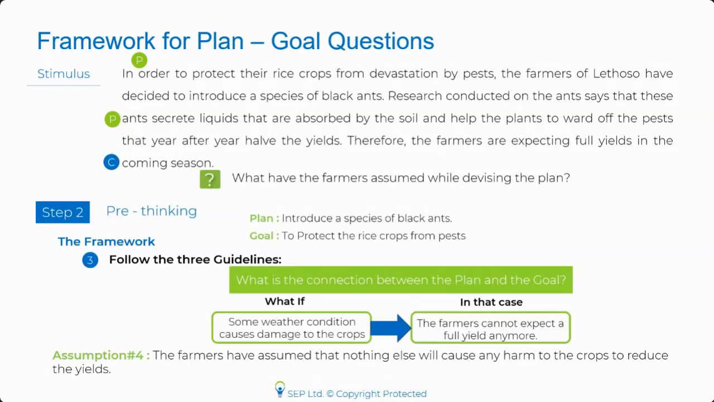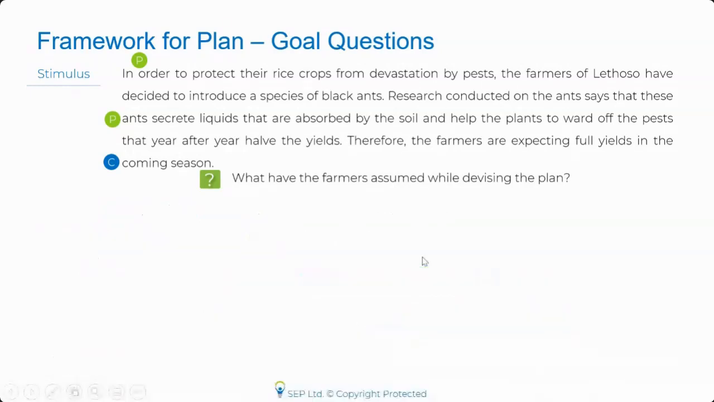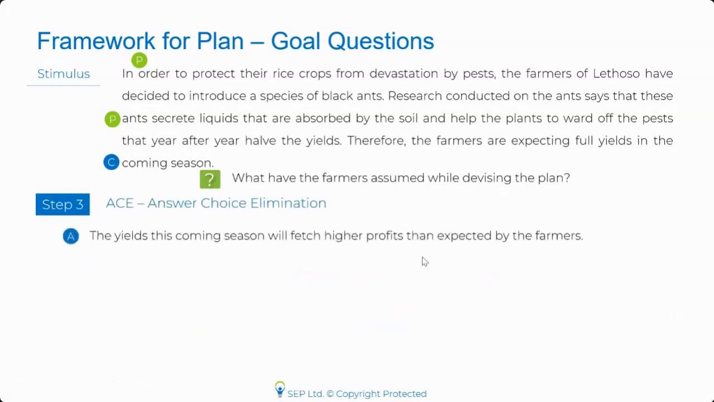It is useful. So let's now see how we are going to eliminate the answer choices. Most of you already know the answer. You have got the answer right. Let's see. So with those four assumptions in mind, let's bring up one question at a time. The yields this coming season will fetch higher profits than expected by the farmers. Now the conclusion is concerned with the full yield.